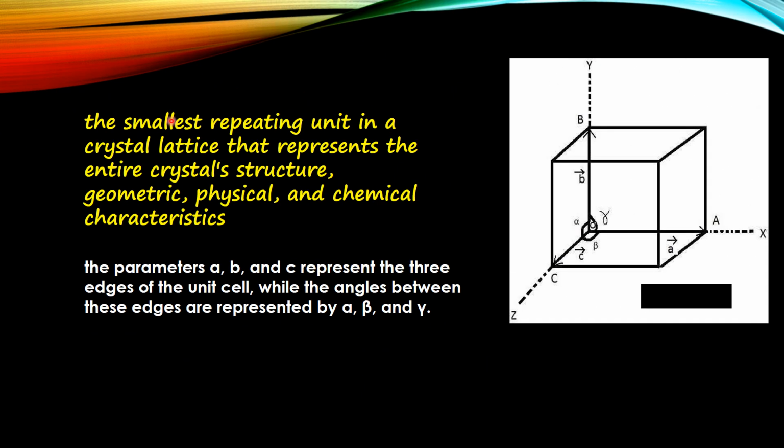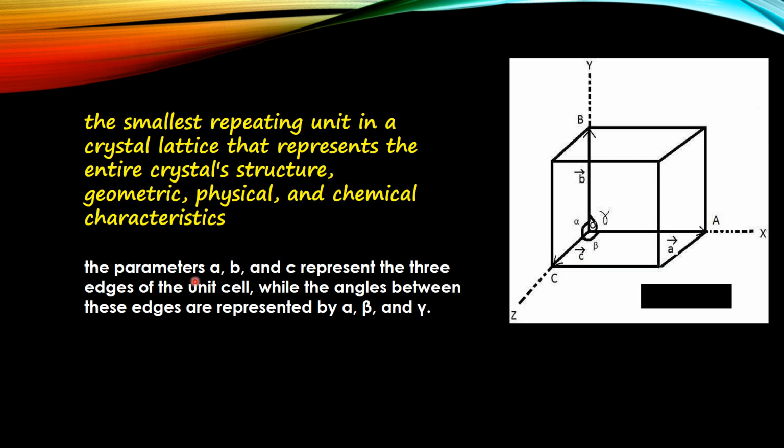What is a unit cell? The smallest repeating unit in a crystal lattice that represents the entire crystal system, crystal structure, geometry, physical and chemical characteristics is called a unit cell. Here you can see the unit cell diagram.